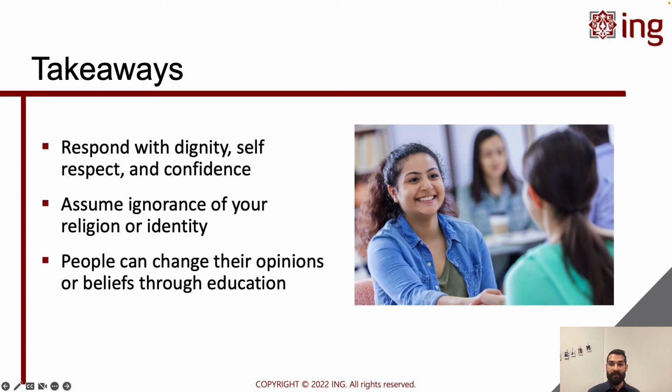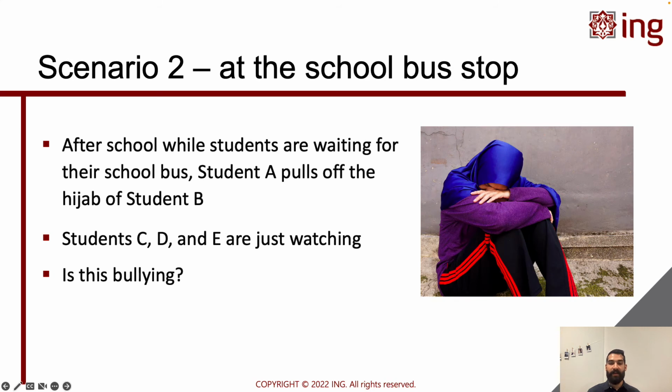Now, if the bully continued to attack the Sikh girl, then it would be very appropriate to report it immediately to the school principal. Let's now look at another scenario and how to proceed. After school, while the students are waiting for their school bus, student A attempts to tug off the hijab of student B. Students C, D, and E stand around watching, and they don't do anything. Is this bullying? And if so, what kind?